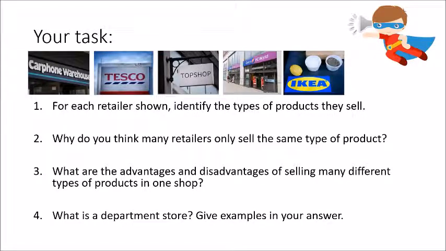Here's your first task. For each retailer shown in these 5 pictures, you need to identify the types of products that they sell. Obviously, we're not going into these shops, so we're now going to use our online research ability. Why do you think many retailers only sell the same type of product? You need to think about it and you can have your opinion on this. What are the advantages and disadvantages of selling many different types of products in one shop? So the good and bad points of selling more than one product. You can come up with your opinion.